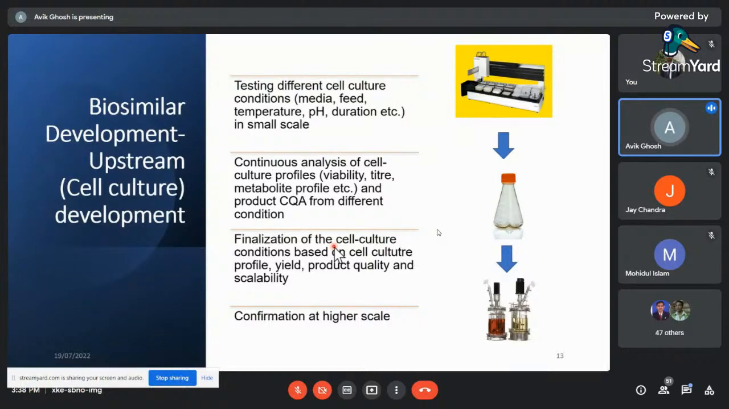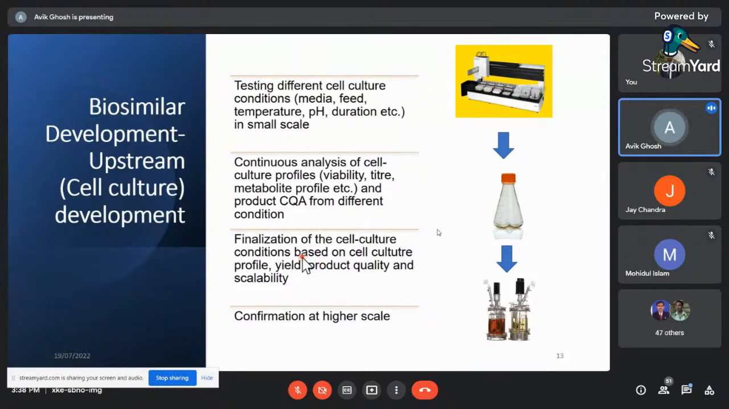So this is like 250 ml scale. This is probably a little bigger scale, 1 liter flask, and then you can check it in a lab scale bioreactor, which may be 2 liter or 10 liters. But the actual production will happen at a huge scale, 2000 liter or 1000 liter. So basically you need to make sure that the process that you're designing here is scalable.